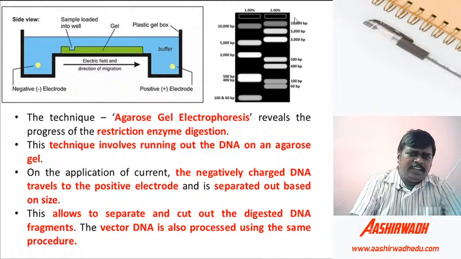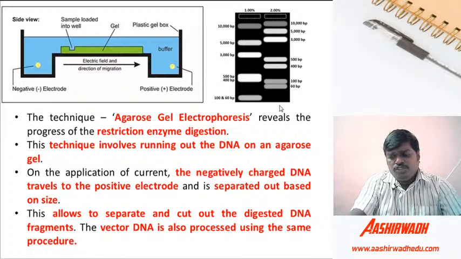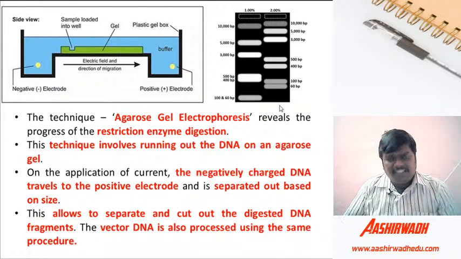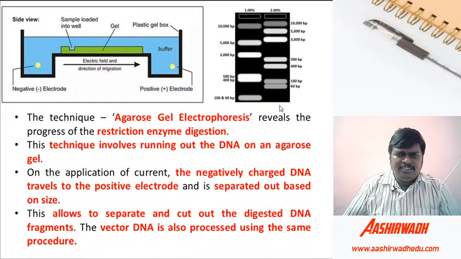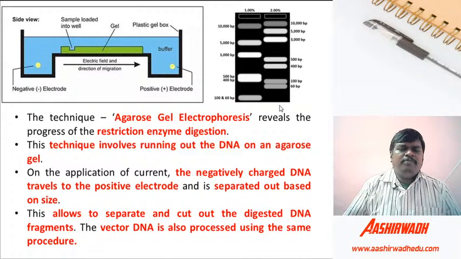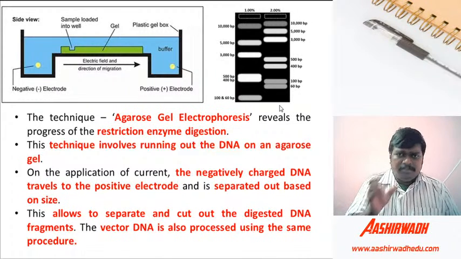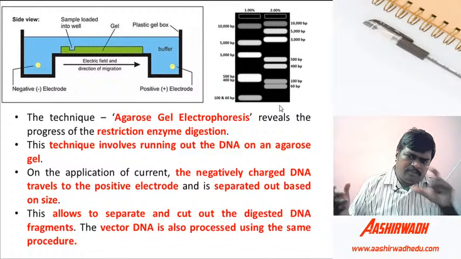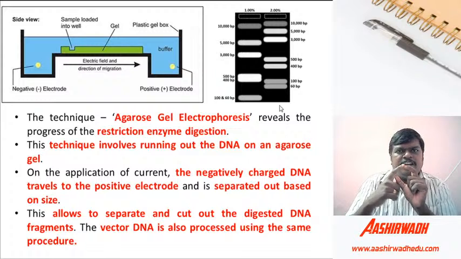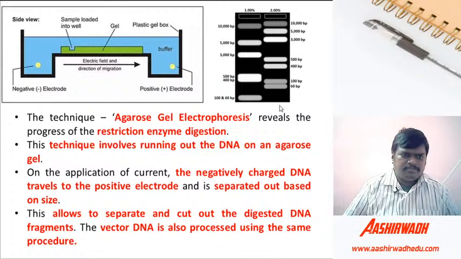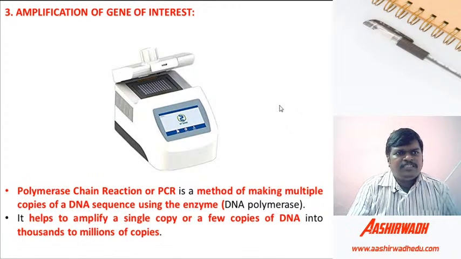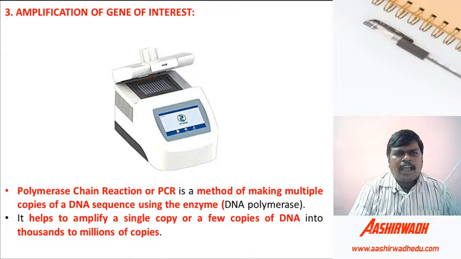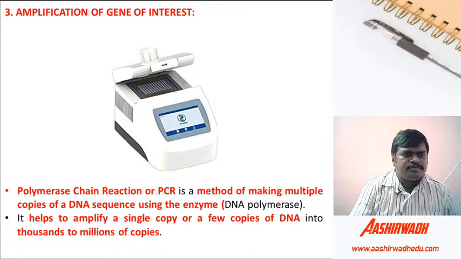Similarly, this agarose gel electrophoresis method is used for separating the desired gene DNA fragments, and the same vector also will be cut by using the same method. So what will happen, the vector as well as the desired gene can both easily fit together. That can be done. Next is amplification of gene of interest. The next process is called amplification of gene of interest.